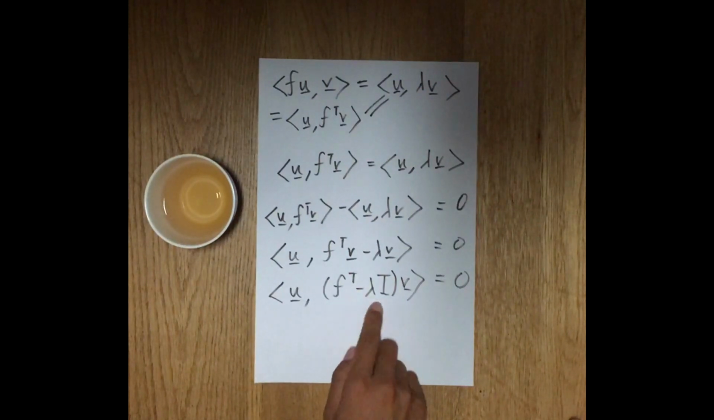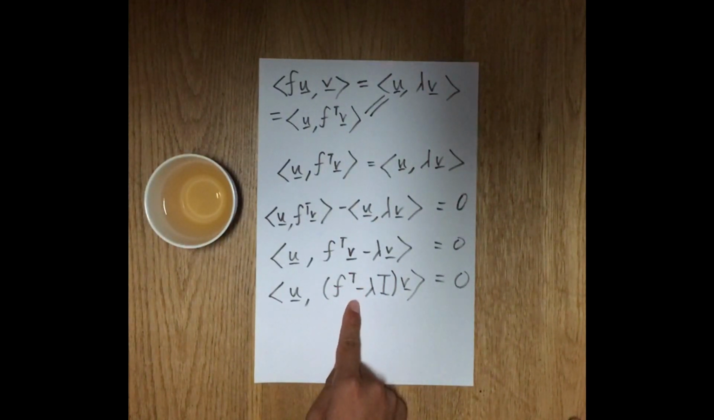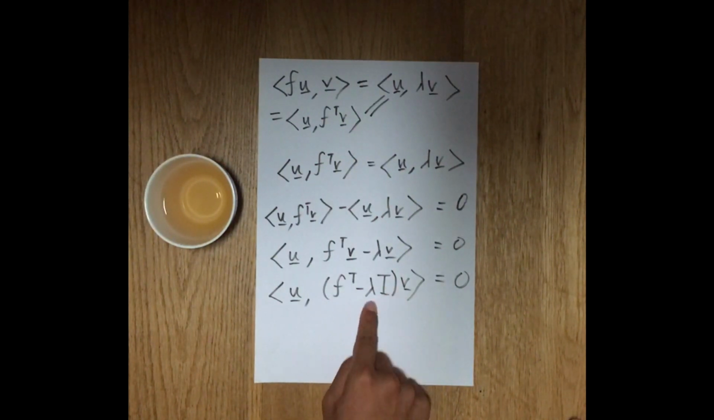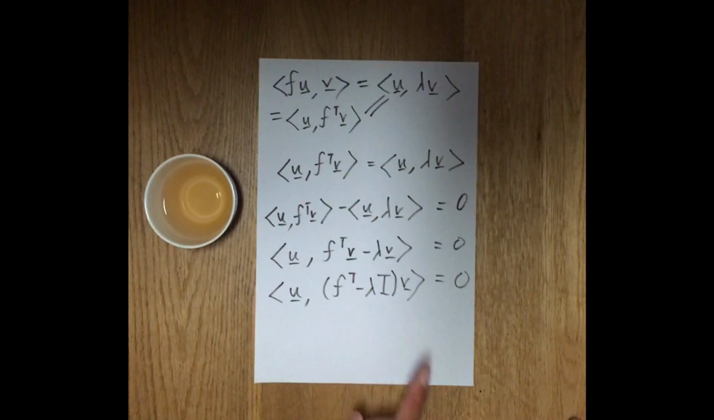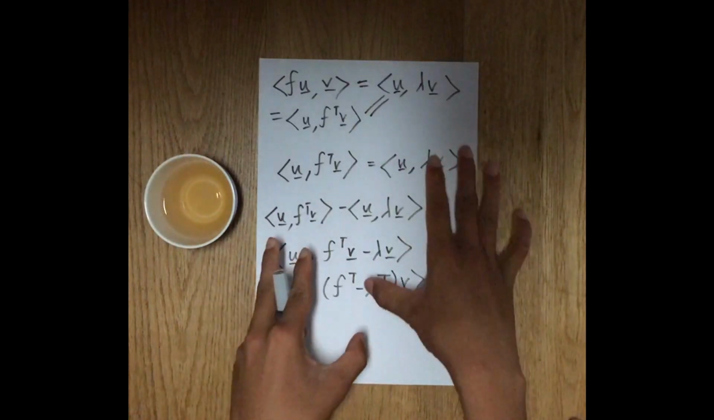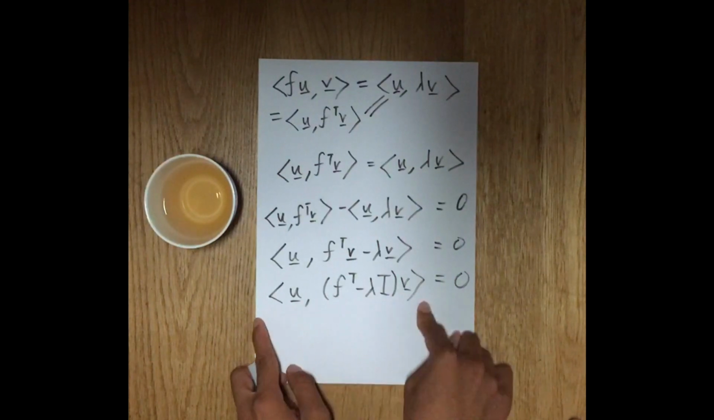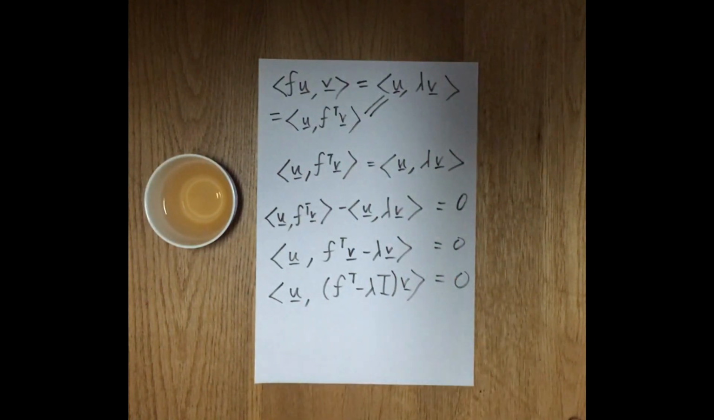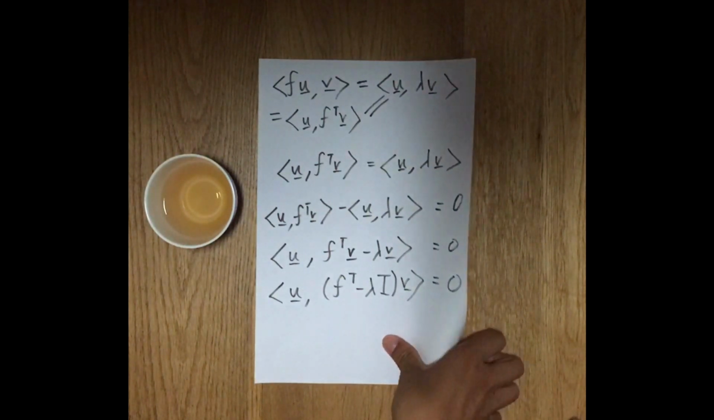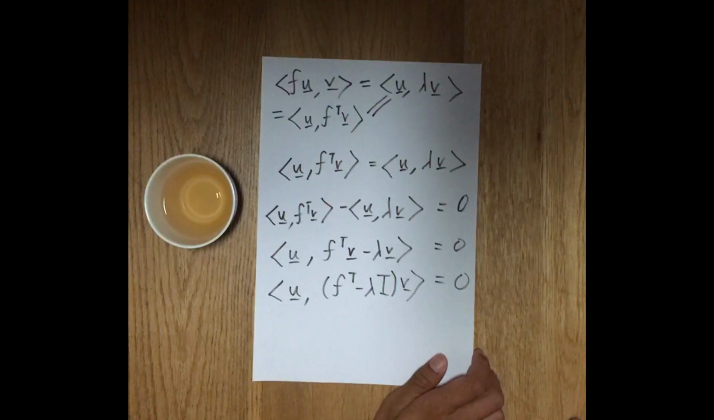So if we could show that the kernel of F transpose minus lambda I contains a non-zero vector, then that means that lambda is also an eigenvalue of F transpose and we'll be in really good shape. So let's just pause and appreciate this, that we've used basically nothing, and we've come up with an expression that really connects the eigenvalues of F and F transpose. Let's take this a step further and see what happens.